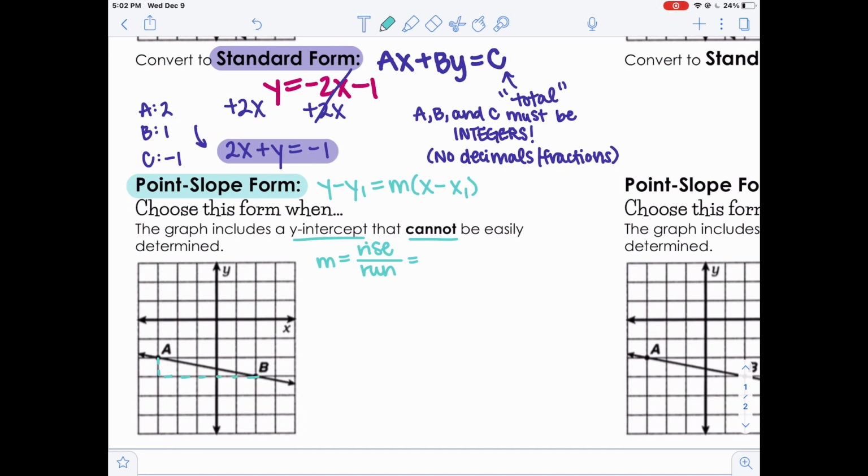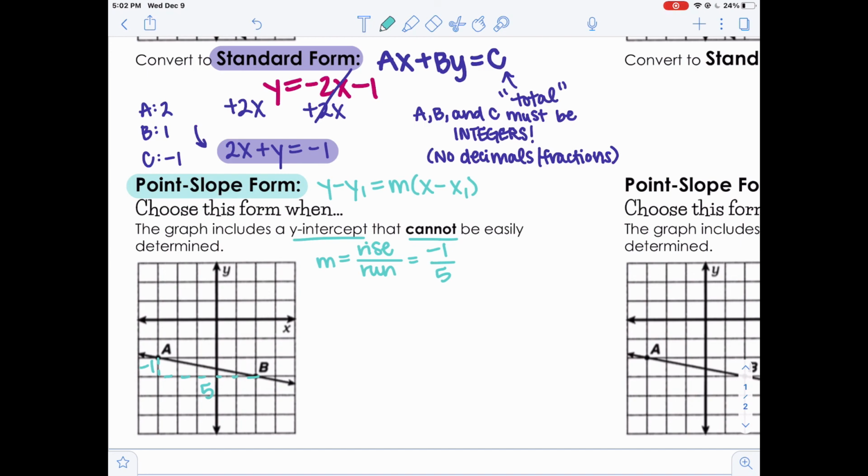Very good. This one is also negative. It actually is rising in the negative direction. So my rise is -1 and my run is 5. Okay, and that actually doesn't simplify. So our slope is going to be -1/5. Remember, when we're looking at graphs especially, we want to leave our slope as a fraction. So -1/5 there for our m.